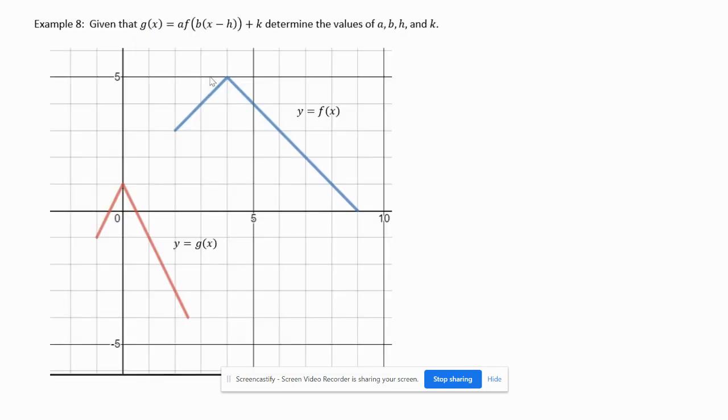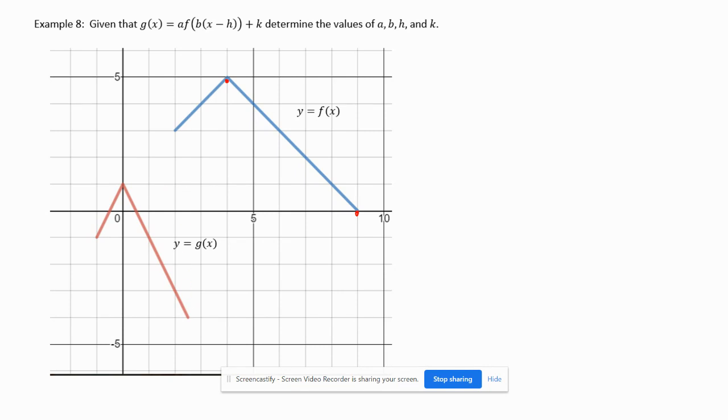Okay, example 8. Given g of x equals a f of b times x minus h plus k, determine the values of a, b, h, and k. All right, tricky question here. But let's go ahead and figure out what our a value is going to be. Now, looking at this, the a value is all about our vertical stretch. If we look at from this point, our f goes from here up to here. So if I say this graph has a height of 5, well, so does this graph. Okay, so it goes from negative 4 up to 1, right? So this guy also has a height of 5.